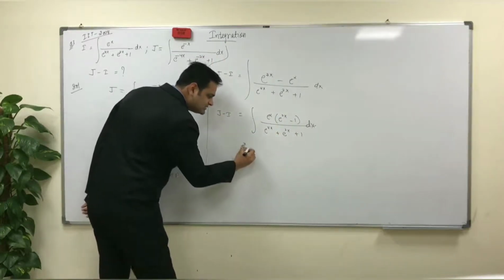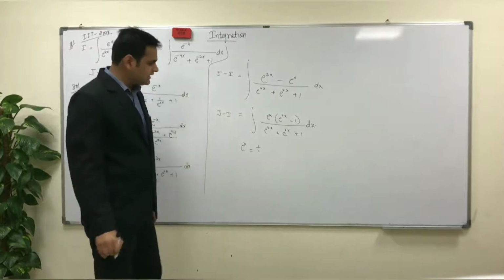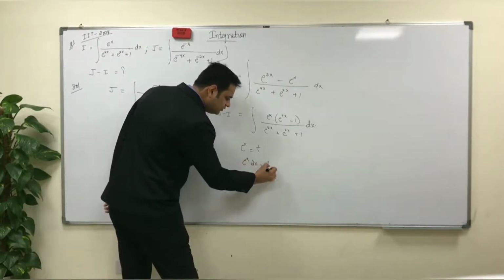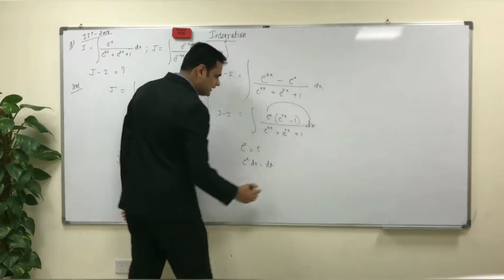Can I take e to the power x as t? Again substitution. If I take e to the power x as t, e to the power x dx will be equal to dt. So it means these two will become dt.